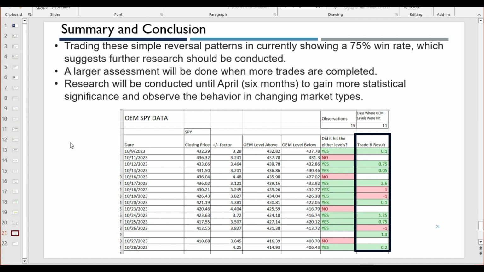So I think a larger assessment is going to be done when more trades are completed, when we have an actual statistically significant sample set, but I thought it was interesting enough to present for this weekend. And we're going to at least plan to conduct this research until April, which will be about 6 months, to gain more statistical significance and observe the behavior in the changing markets. But again, as you can see, if you look at this column here, the trade results, the green ones are winners, the red ones are losers. So it looks like there could be something there.